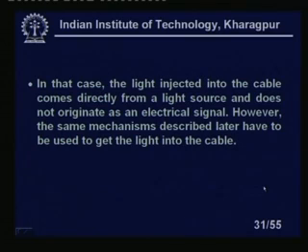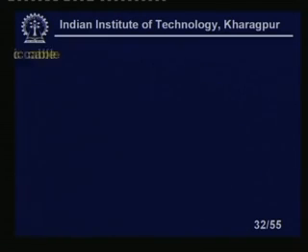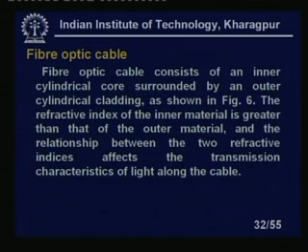In that case, the light injected into the cable comes directly from a light source and does not originate as an electrical signal. However, the same mechanism described later has to be used to get the light into the cable. Fiber optic cable consists of an inner cylinder core surrounded by an outer cylinder cladding as shown in figure 6.